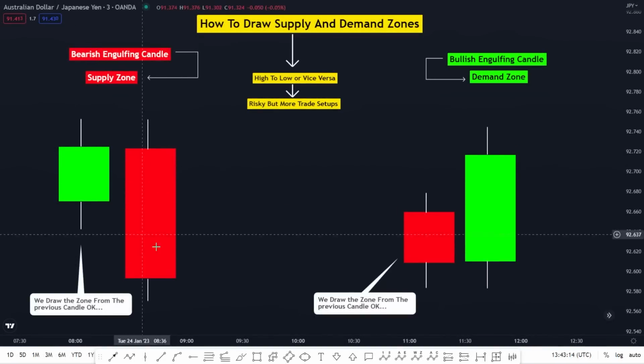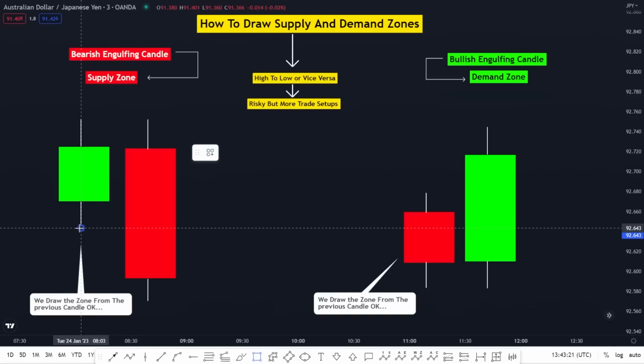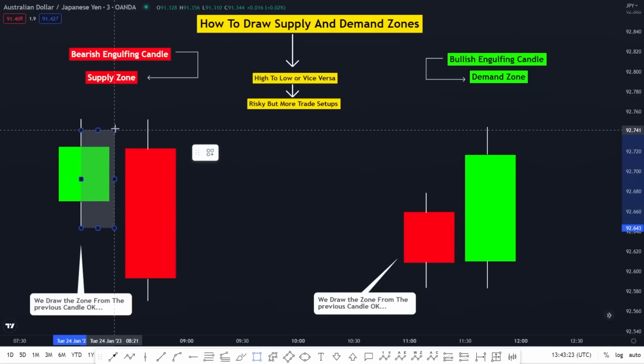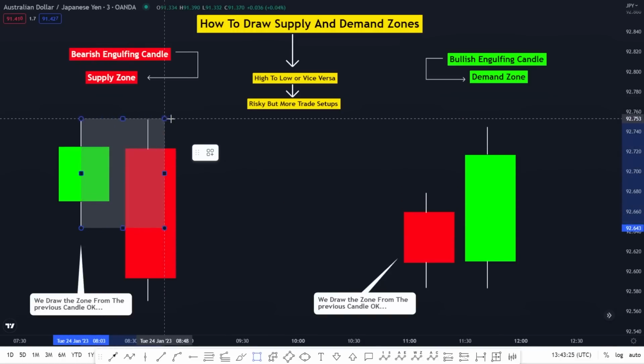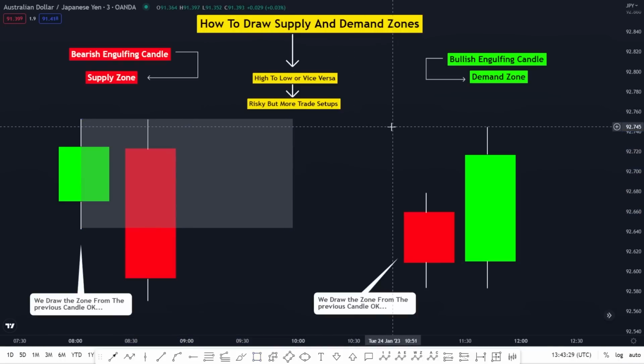On TradingView we will use a rectangle tool, which can also be found on any trading platform. As you can see, I started drawing the zone from the previous candle's low and then to the high. You also have to practice a lot to find them easily. This will also train your muscle memory.